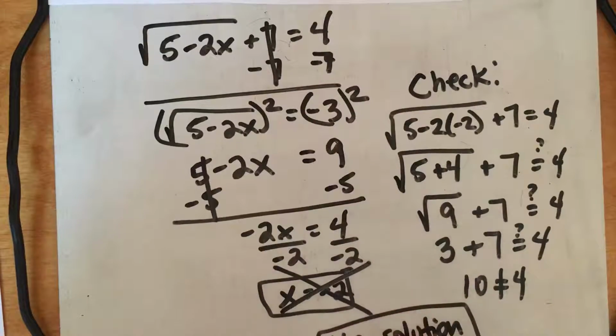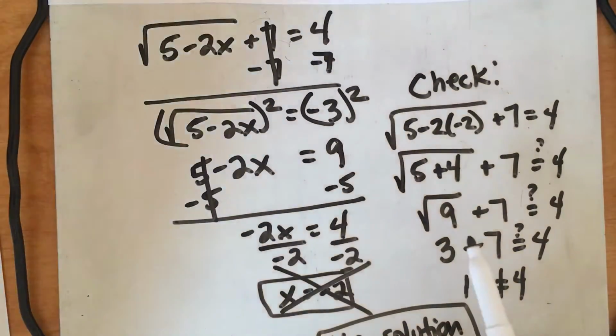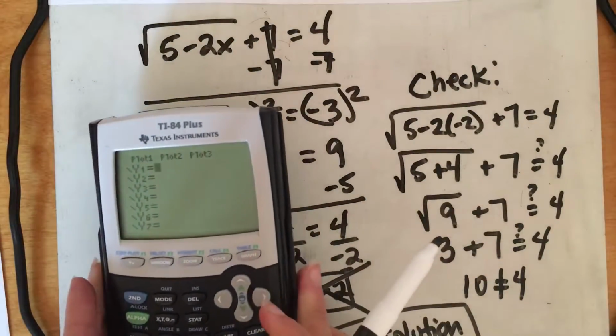Okay. Now, the reason that this doesn't work is because if you take the square root of 9, you can get 3 or negative 3, but we only want the principal root here, only the positive root when we're taking this. You can also check it on the calculator if you graph both sides of this.